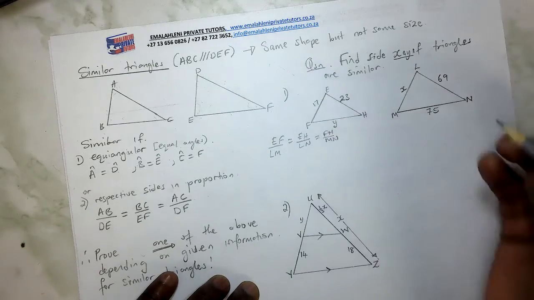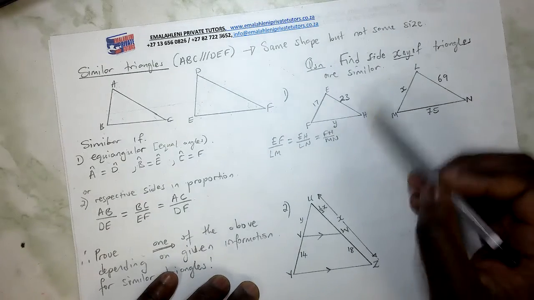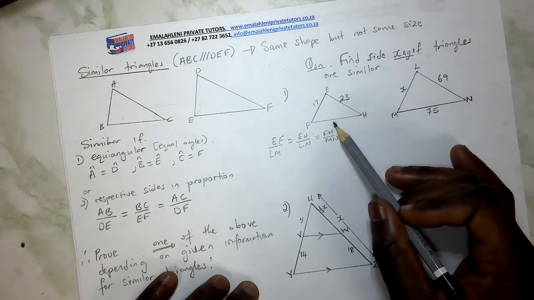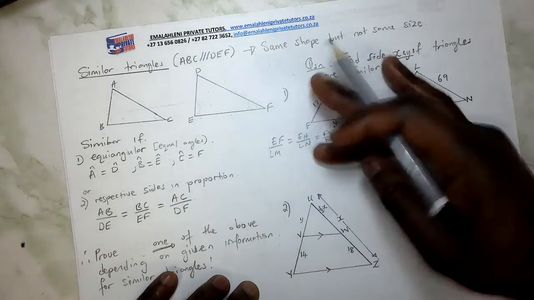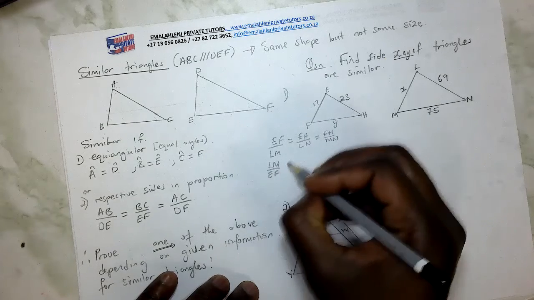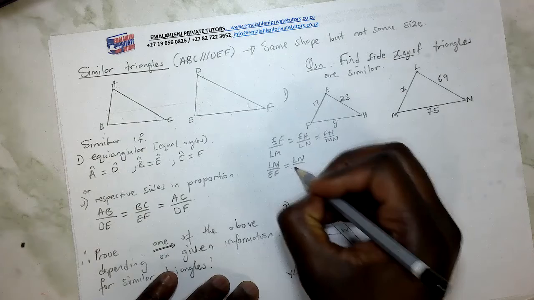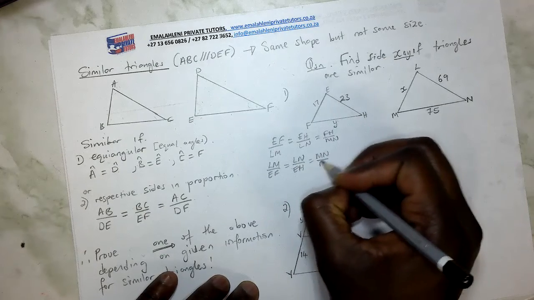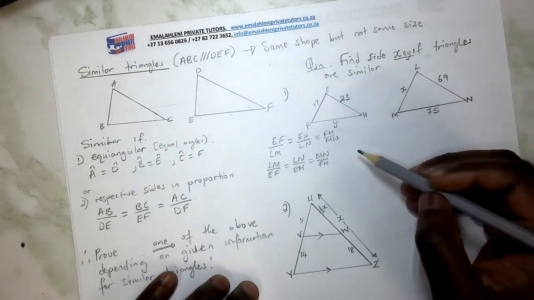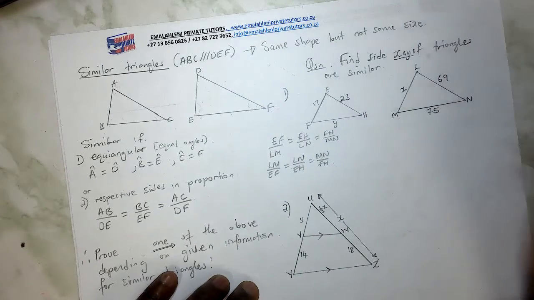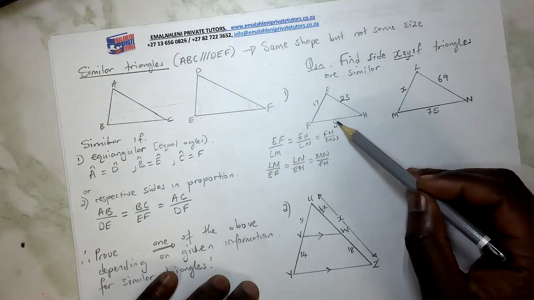Now to answer the question, we want to find the value of X and Y. We need to take the two sides, so you take the one you're looking for. Remember the inverse of this: LM over EF should also be equal to LN over EH, which is equal to MN over FH. I think what's best here is to put the side in question on top. It's going to be easy for you to simplify. So we're going to use Y. We're looking for Y first.